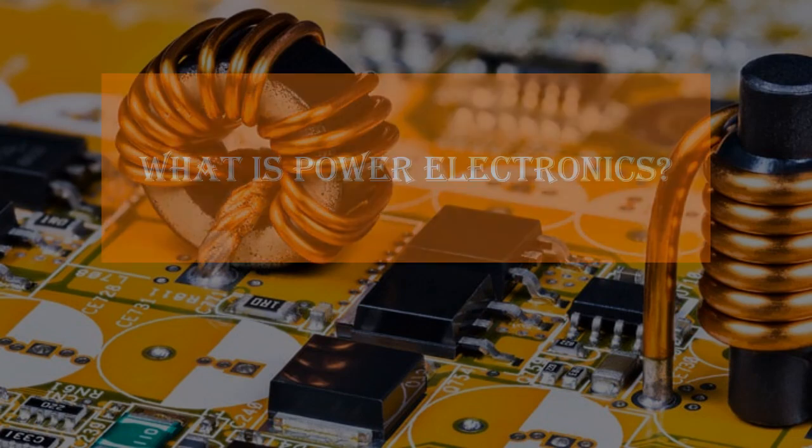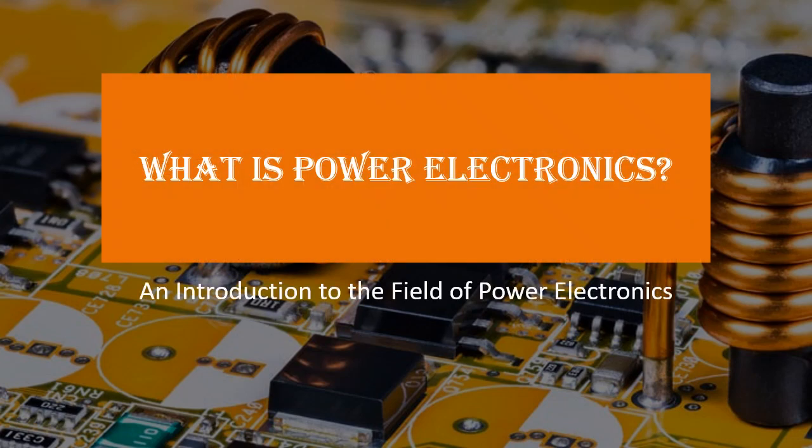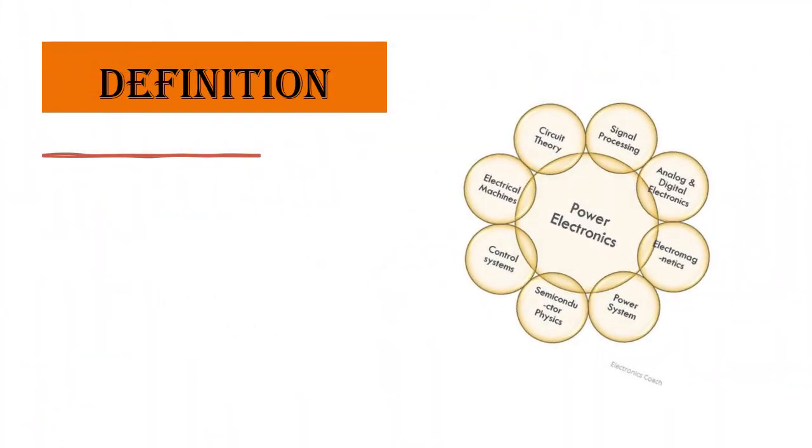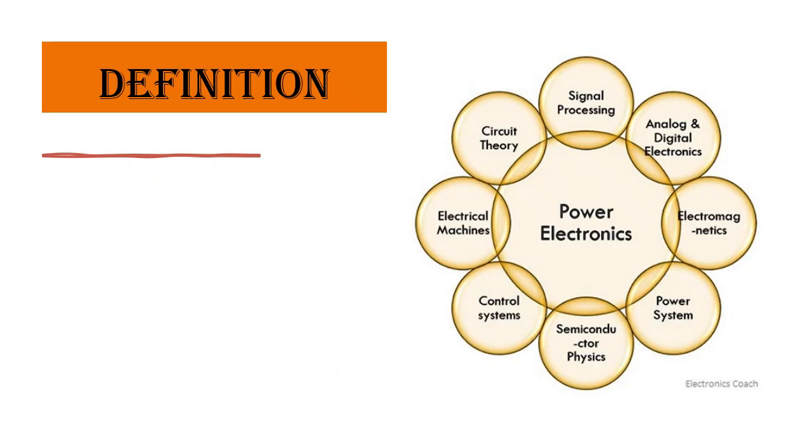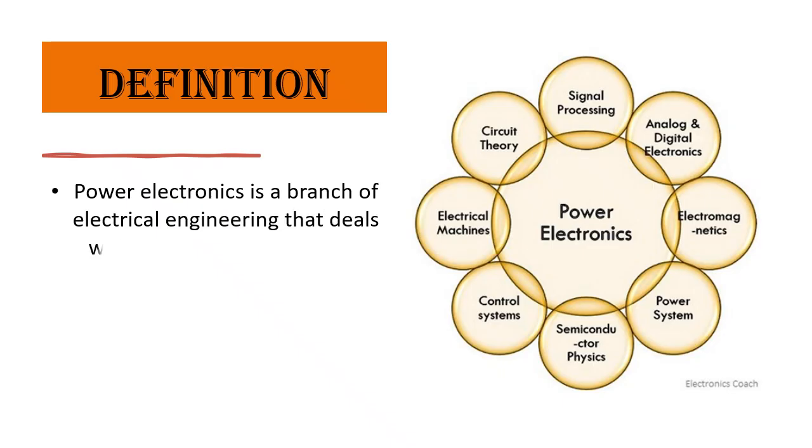What is power electronics? Welcome to this presentation on power electronics. In this session, we'll explore what power electronics is, why it's important, where it's used, and the key components that make it possible. Definition: Power electronics is a specialized branch of electrical engineering focused on the conversion, control, and conditioning of electrical energy using electronic devices.